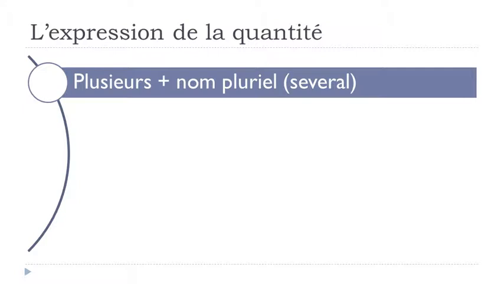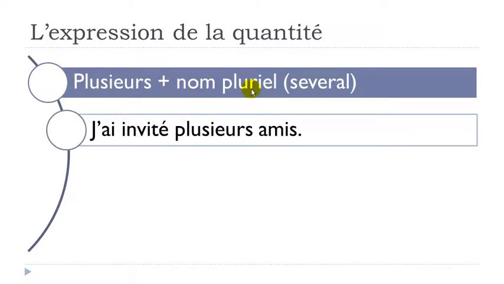L'expression de la quantité. So the first thing that we'll discover together, it's plusieurs. So plusieurs means several, okay? And so the way you will have to construct it is that after that, you will have to add a noun, okay? But then keep in mind that it should be at the plural form, okay? So several, and then followed by a noun at the plural form. So let's see a few examples now.